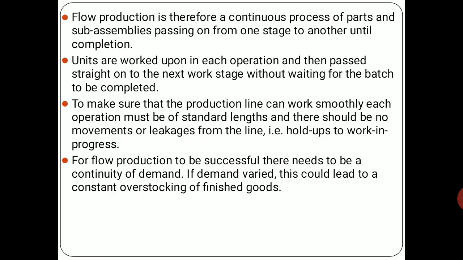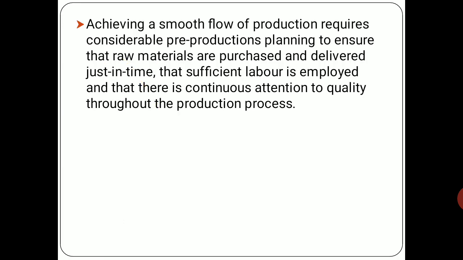Continuous process itself has a characteristic that the flow of the work has to be smooth enough and on a continuous basis. If there are any kind of hold ups or any kind of delays, then it may be very injurious. So for the flow production to be successful, there needs to be continuity of the demand. If the demand varies, this would lead to constant overstocking of the finished goods, and then you will have to have clearance sales for it. So it is very important that there should be continuity of demand. Depending upon the demand, the production is carried out.